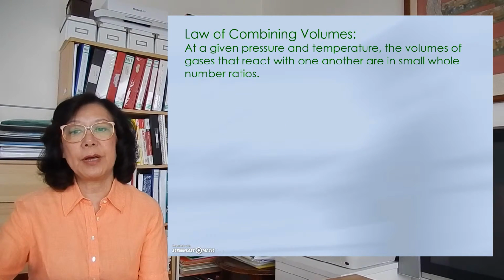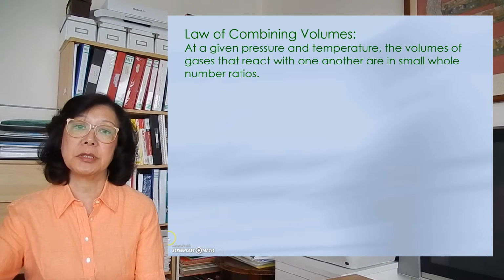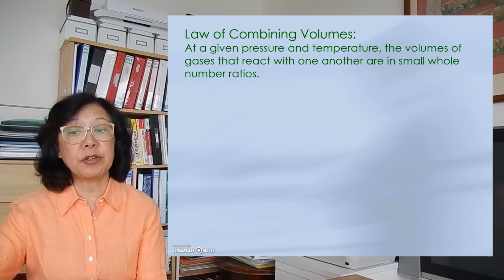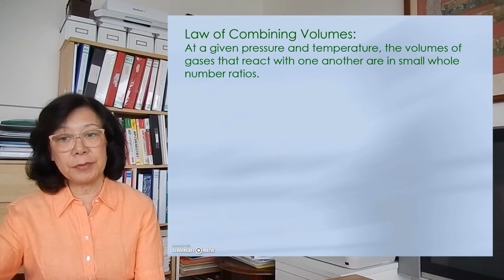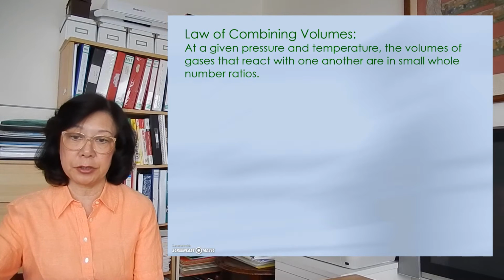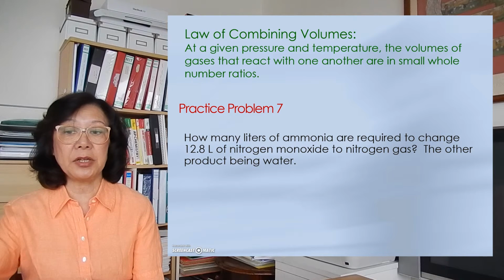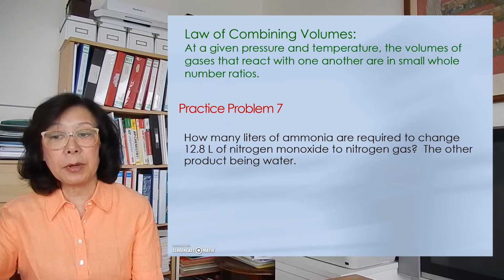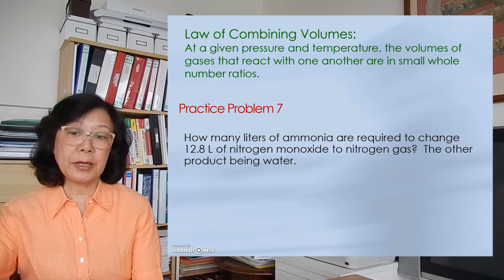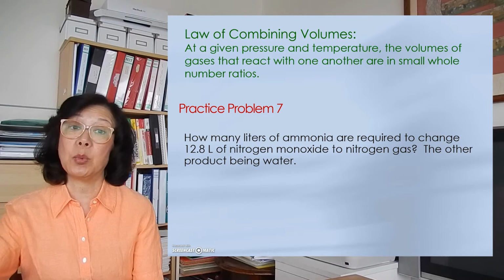Now, deriving from Avogadro's hypothesis, we have the law of combining volumes, which says that at a given pressure and temperature, the volumes of gases that react with one another are in small whole number ratios. Now, here's a problem utilizing that: how many liters of ammonia are required to change 12.8 liters of nitrogen monoxide to nitrogen gas, the other product being water?